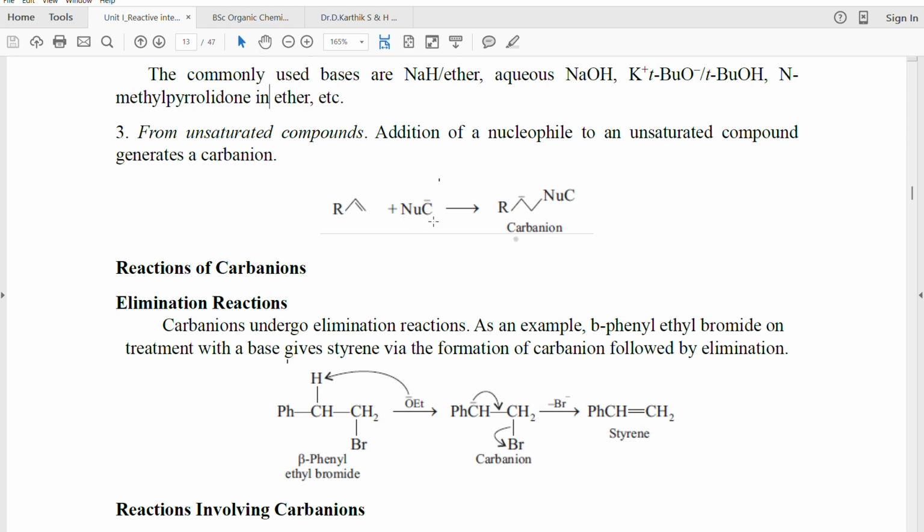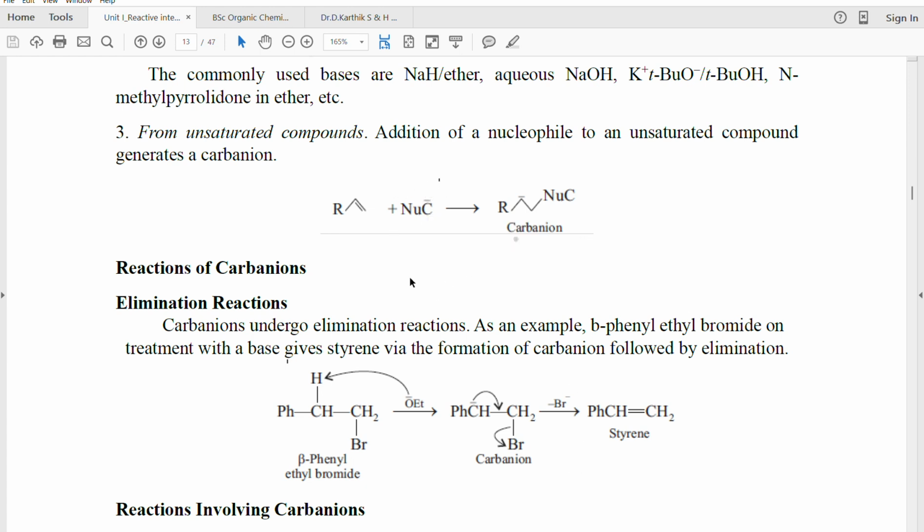If you take some nucleophile, it wants a nuclear site, that means it wants a plus, where the plus charge is there, that will go and it will attack. So usually the nucleophile carries a negative charge, okay. So that nucleophile will attack the double bond or triple bond, and it produces the carbanion.